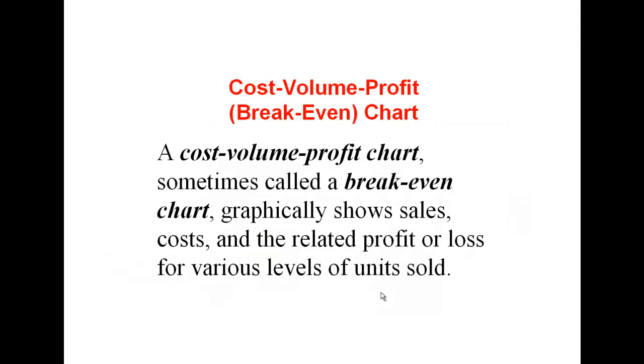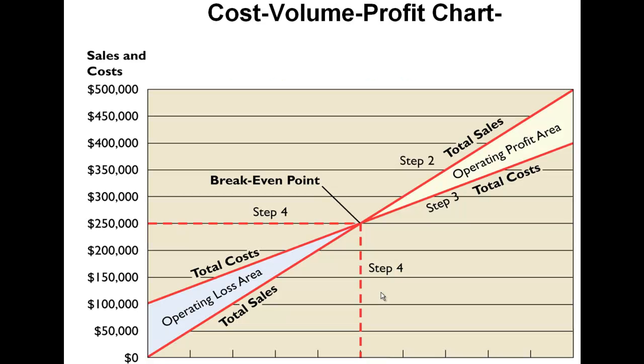I'd like to take a moment here to discuss a CVP chart, or cost volume profit, or a break-even chart. It graphically shows sales, cost, and the related profit or loss for various levels of units sold. So this is kind of neat here. We can see all sorts of stuff here. It looks pretty busy at first, doesn't it?